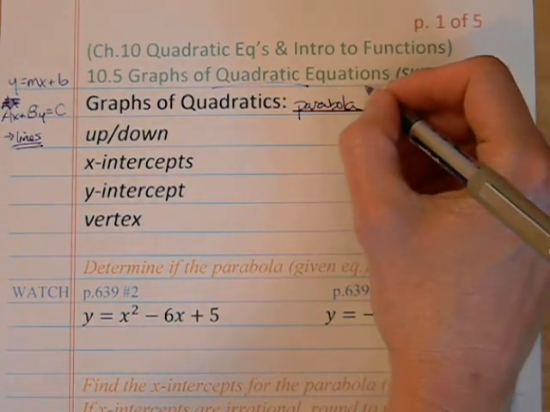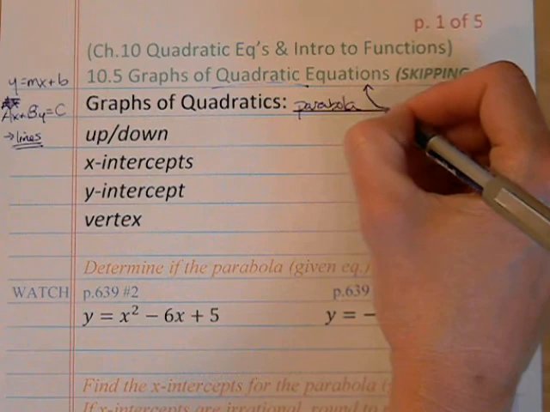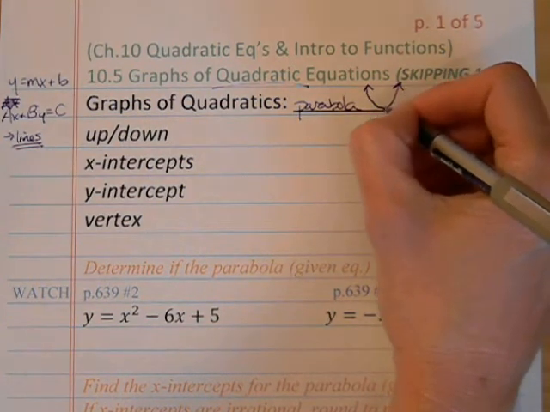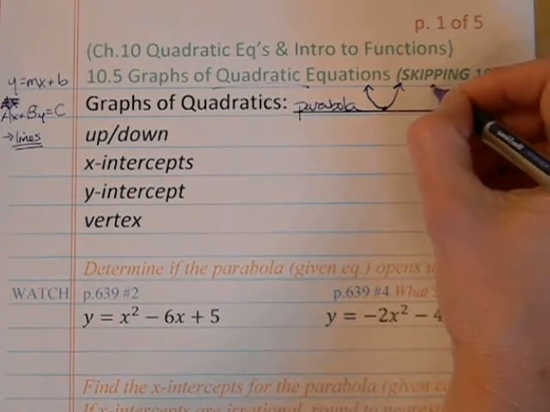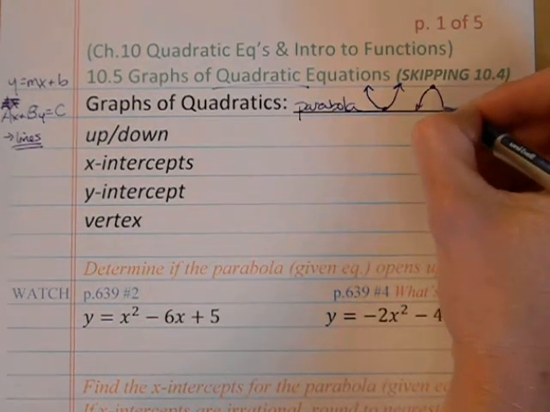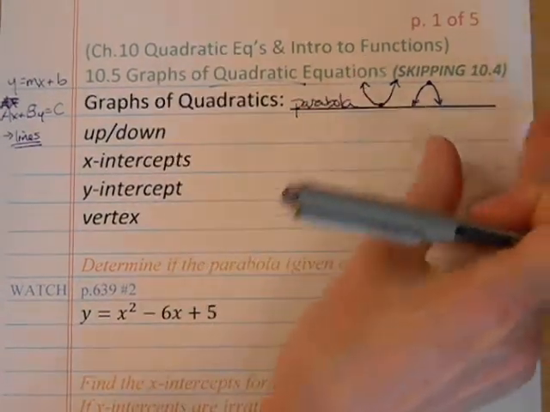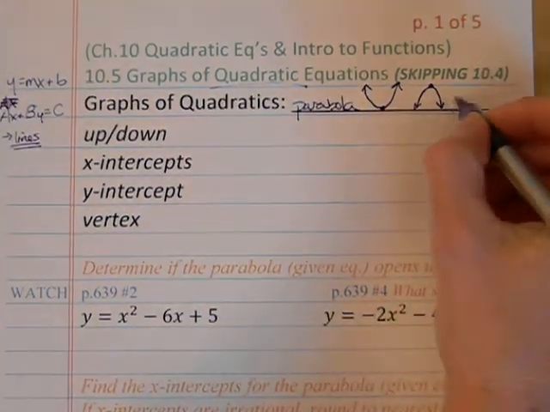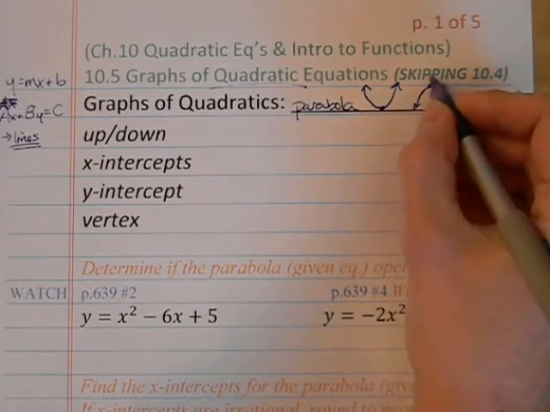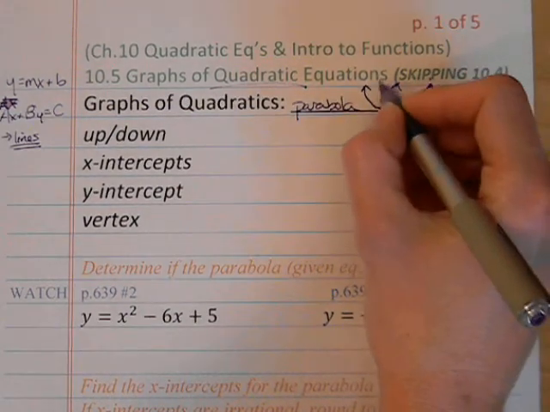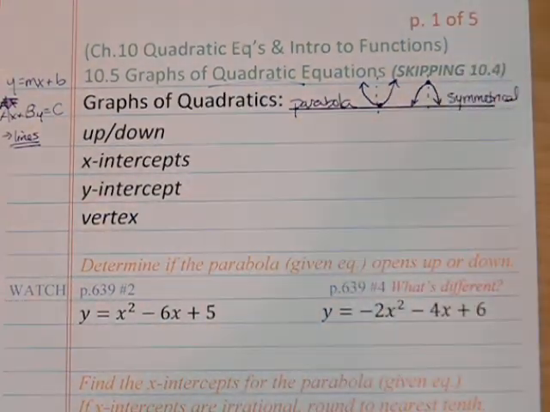Some things to note about the parabola: it has a little curve to it, but it does come to a point. We call that point the vertex. It can face up or down. They can be really wide or really slim. They are symmetrical though, and they're symmetrical around that vertex. They're the same mirror image on both sides.